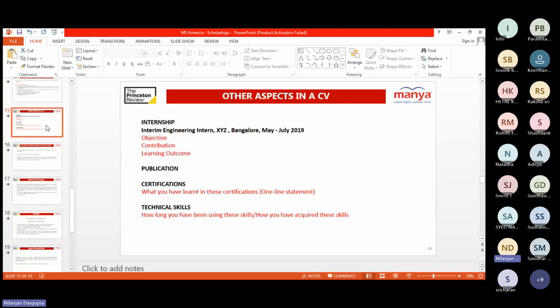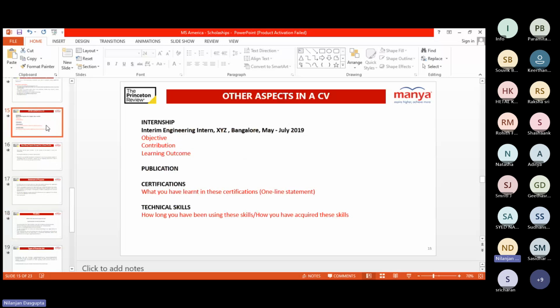For example, an internship. Suppose you have done an internship. How do you write an internship on an academic CV? You write where you have done it. Say, engineering intern, XYZ company. You have done it in Bangalore. You have done it from May to July 2019.